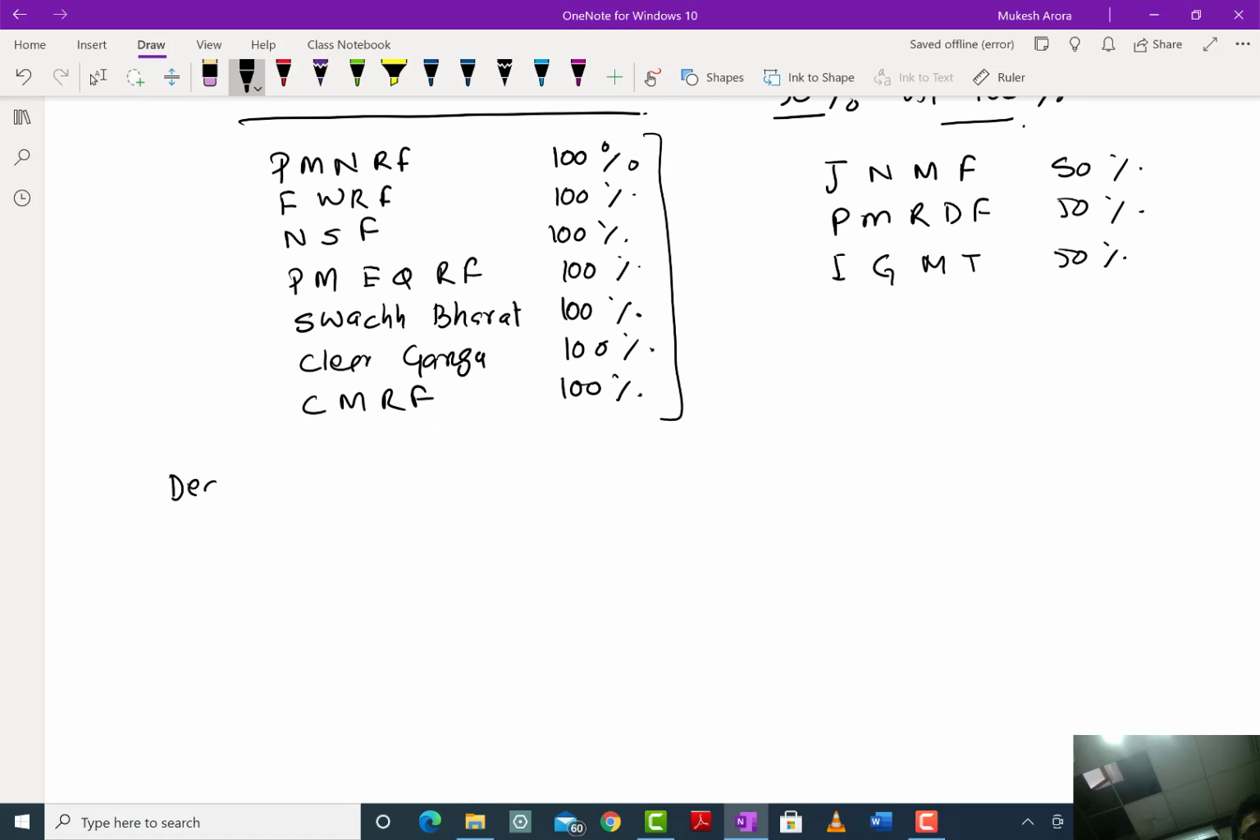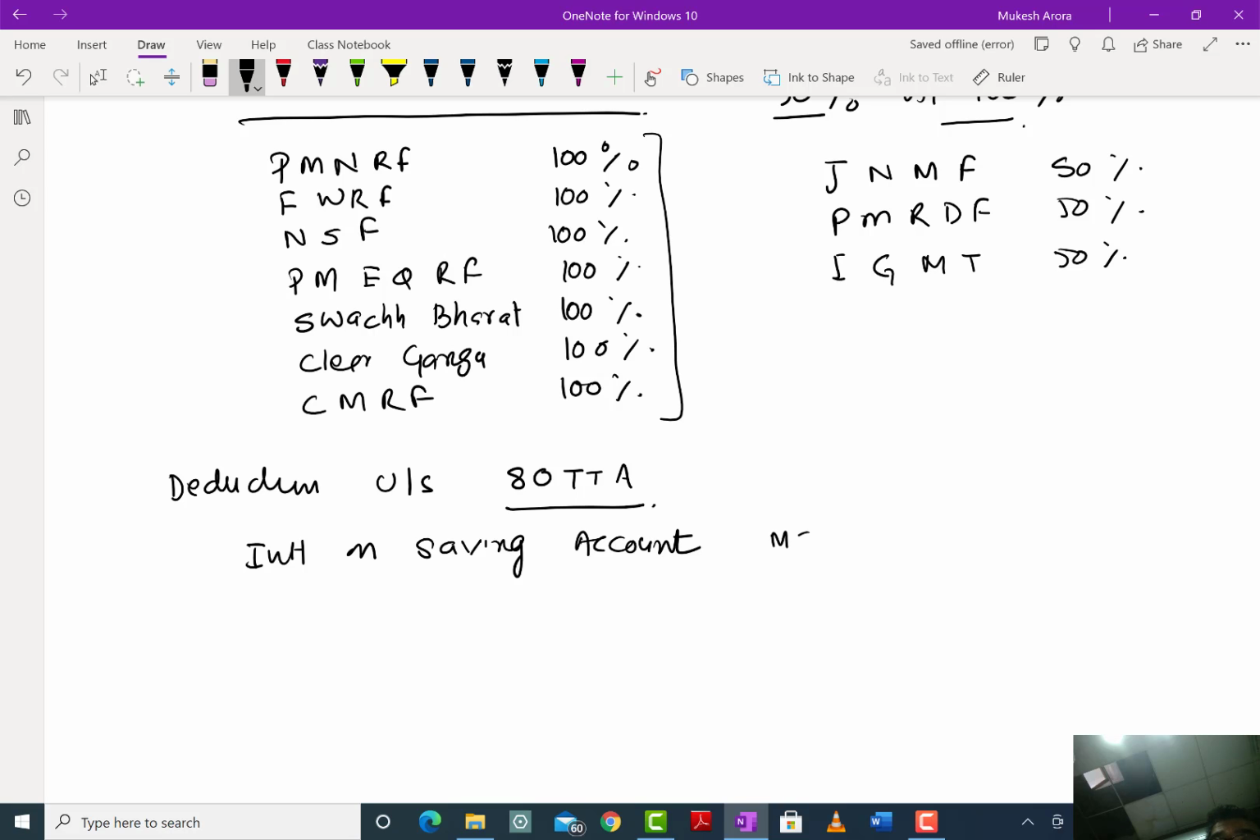Then deduction under section 80TTA. 80TTA is interest on saving account. Suppose I have 4-5 saving accounts and in a financial year I get 9,000 as interest, then maximum I can get the deduction of 10,000. If it is 9,000, I will get full. If the interest is 12,000, then I will get only the benefit of 10,000.